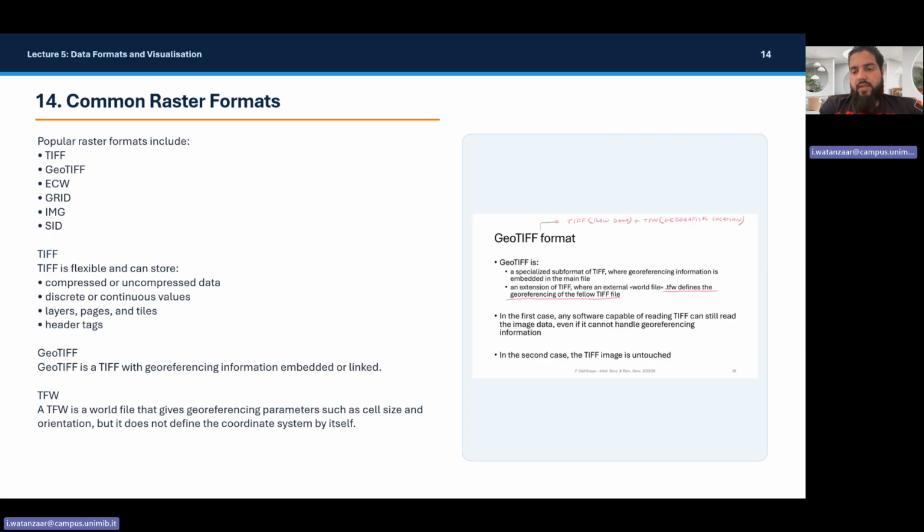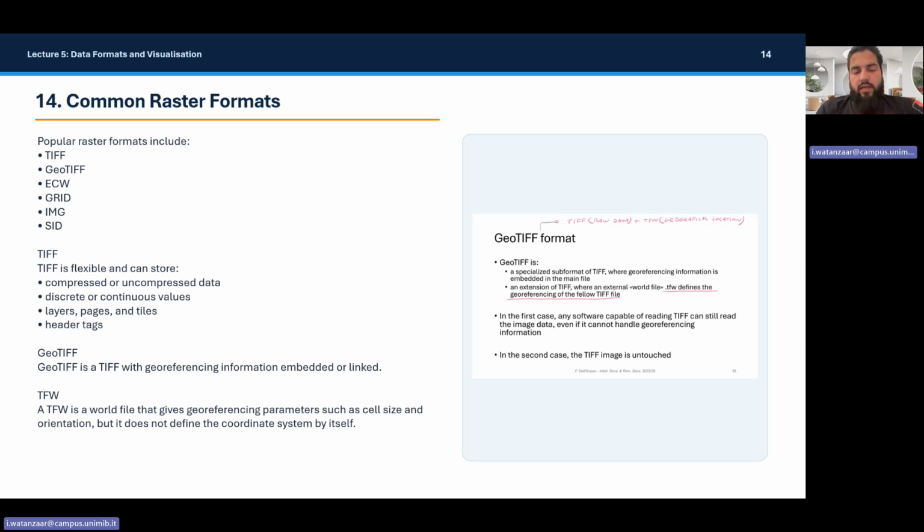TIFF has an abbreviation: it is the abbreviation of Tag Image File Format. It is flexible and can store compressed or uncompressed data. They can store both data types, either compressed or uncompressed. It can store discrete or continuous information in layers, pages, or tiles, and in the header tags, because the format is the Tag Image File Format. That's why it can save the tags also.